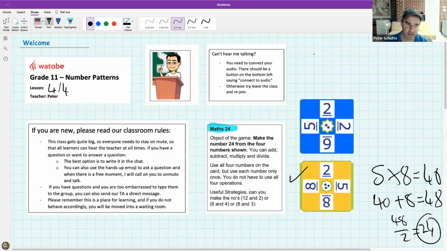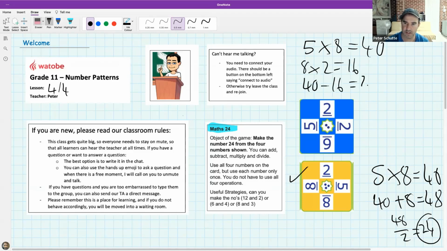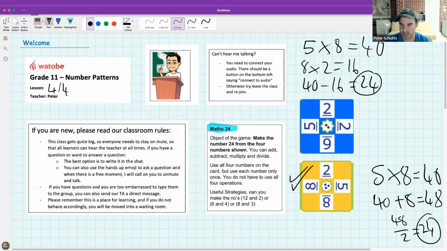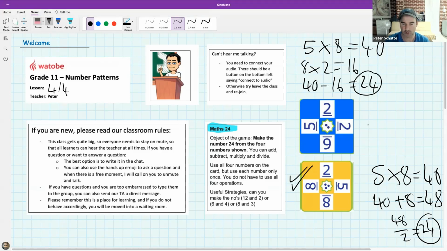And then another way of doing the yellow one is proposed by Sarah, who said, I also will go 5 times 8 is 40. But then what I'm going to do is I'm going to say 8 times 2 is 16. And then I'm going to subtract 40 from 16, which gives me 24, which is another way of doing the second card.